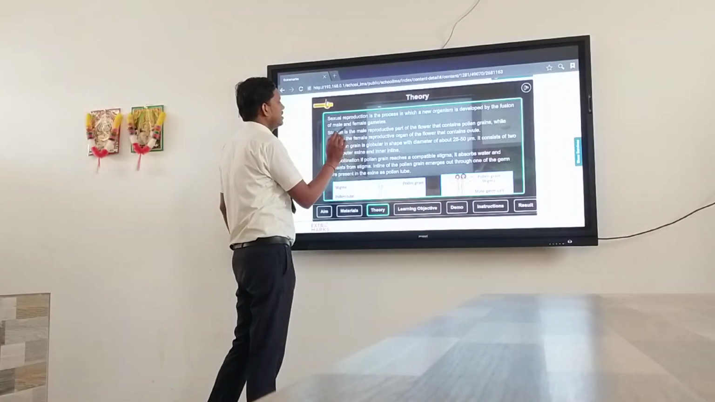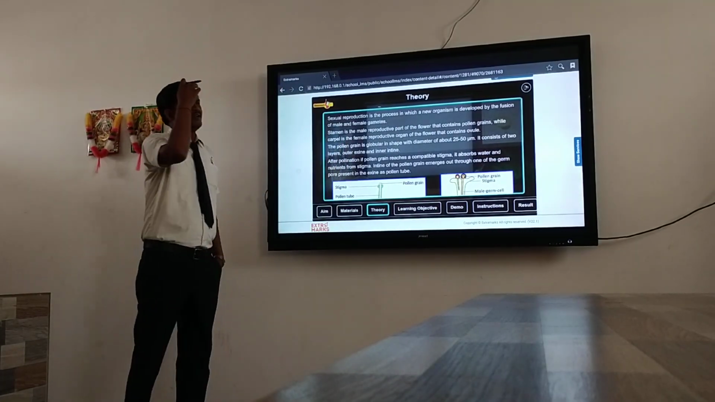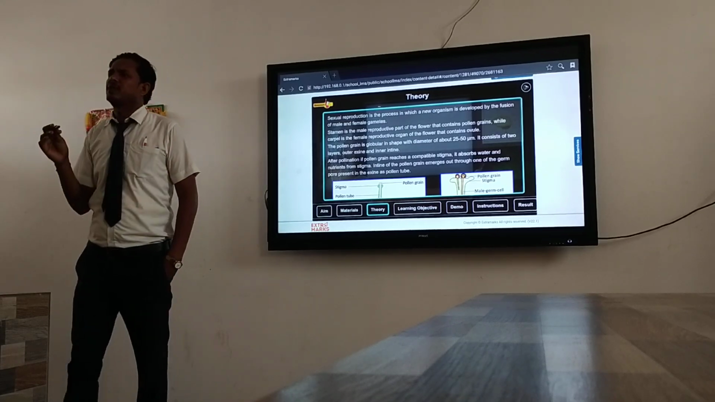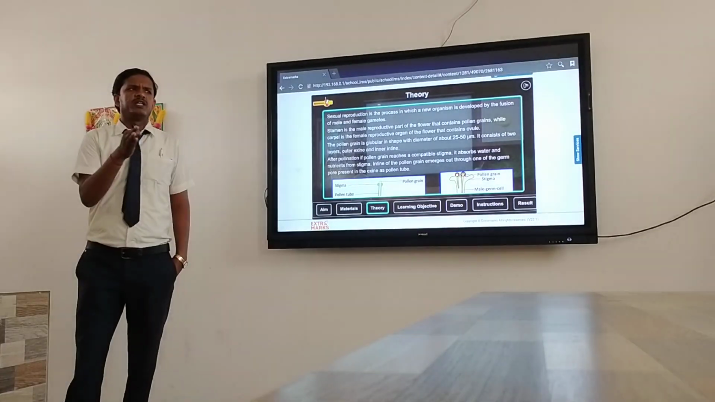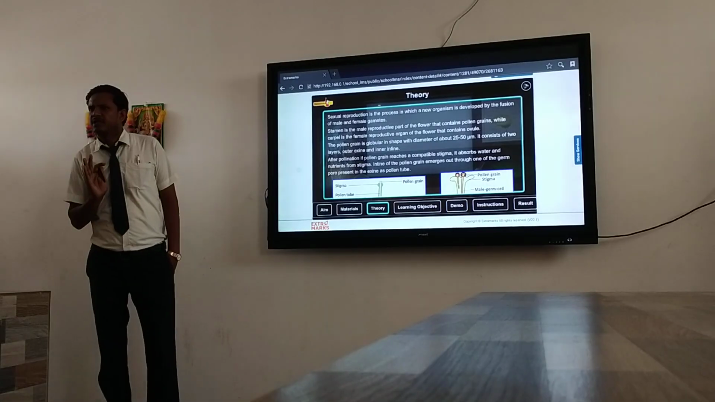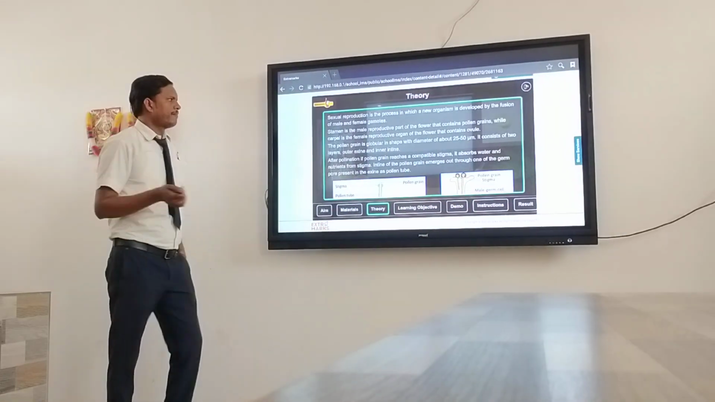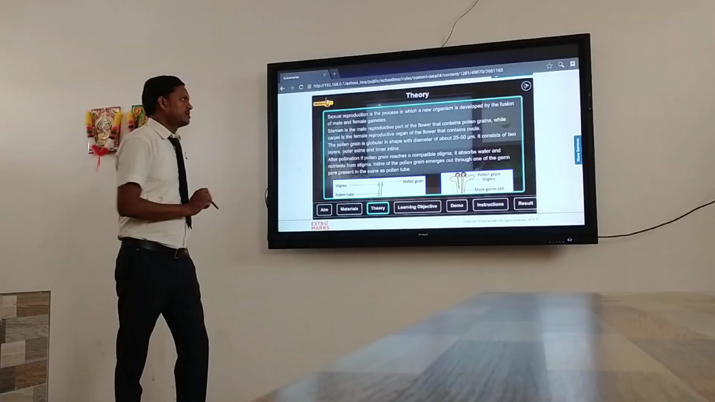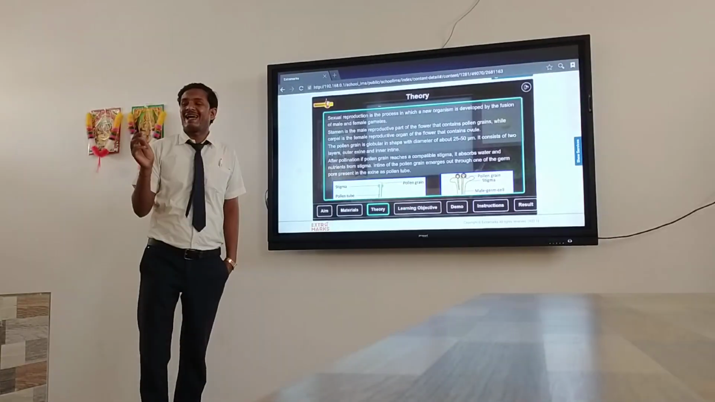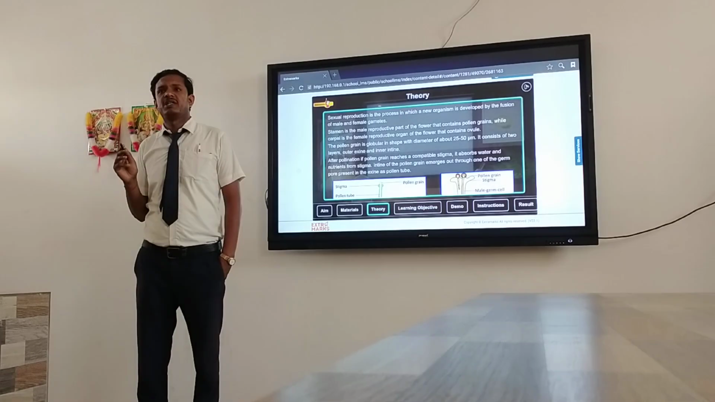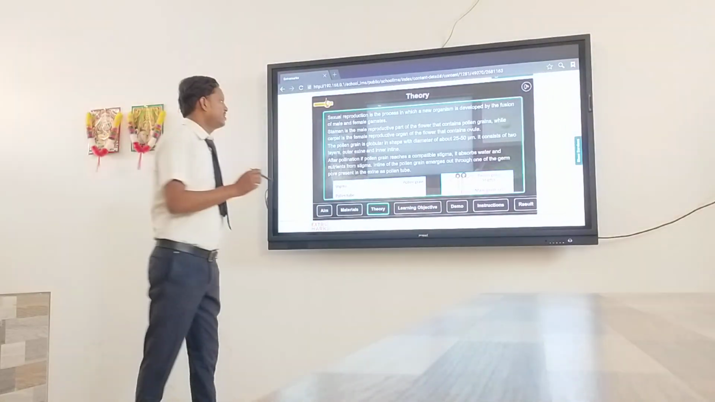The pollen grain is globular in shape. See, the shape of pollen grain is going to vary. It generally ranges from 25 to 50 micrometer in diameter. The shape and size can vary. It consists of two layers. The outer layer is known as exine, and the inner layer is known as intine.